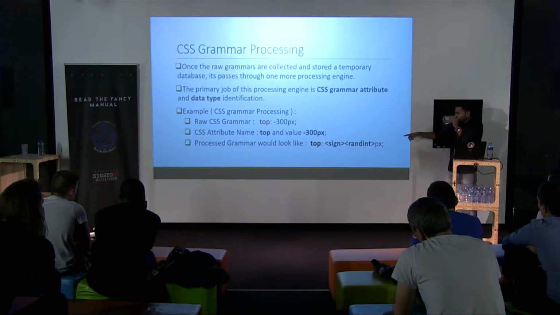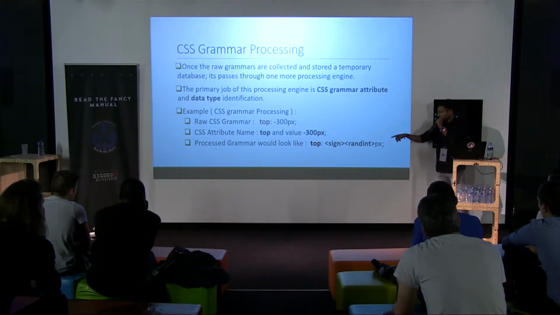And it will also replace the integer part with a random integer token. So later on for fuzzing, we'll be replacing that.